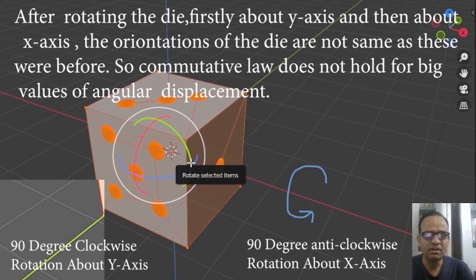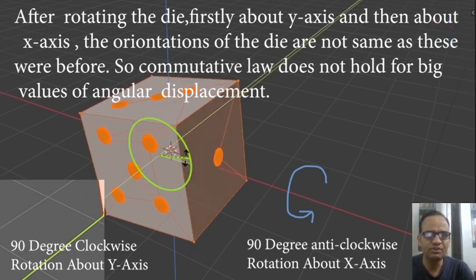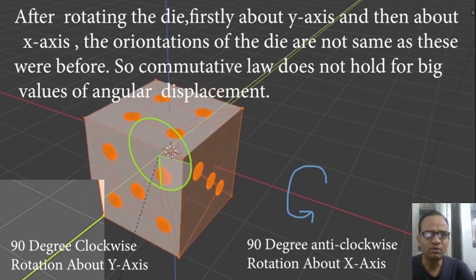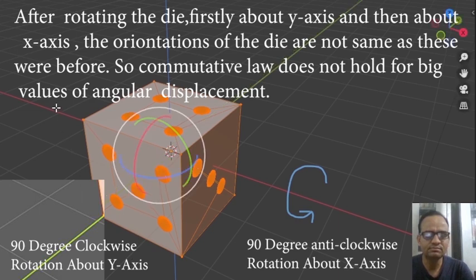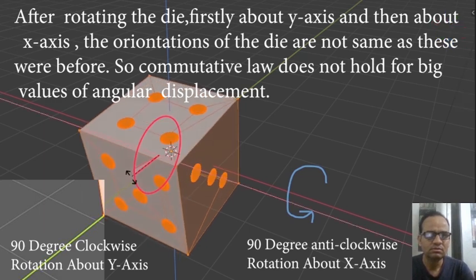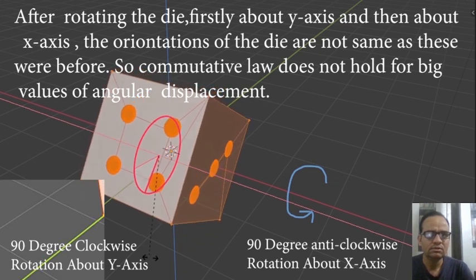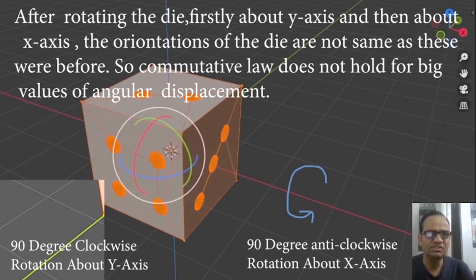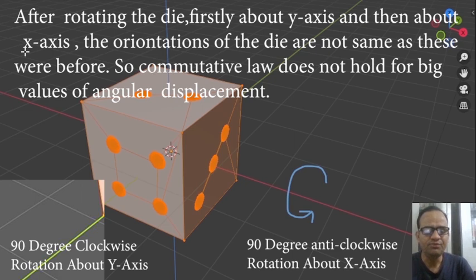I am rotating it along the y-axis first of all, which is green in color, by almost 90 degrees. So this is almost 90 degrees here. Now I am going to rotate it about the x-axis by 90 degrees. So what are the results along the z-axis now? I am getting the face with two dots along the z-axis.